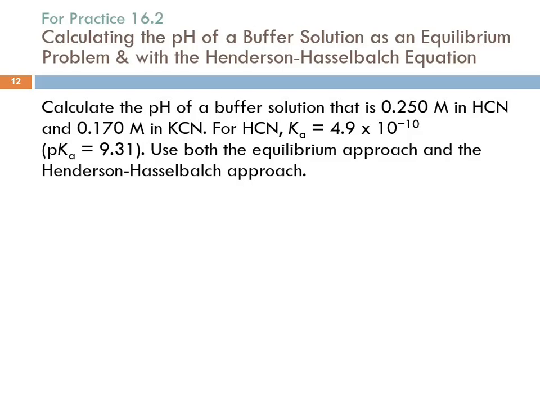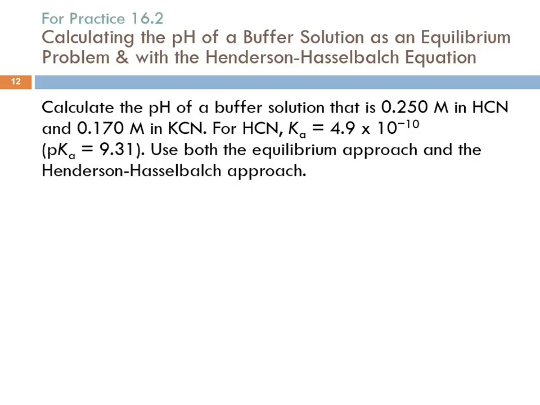So let's do a problem. Calculate the pH of a buffer solution that's 0.250 molar in hydrocyanic acid and 0.17 molar in potassium cyanide. And we're given the Ka value. Use both the equilibrium approach and the Henderson-Hasselbalch approach. We're doing them both. So kind of two things at once here.